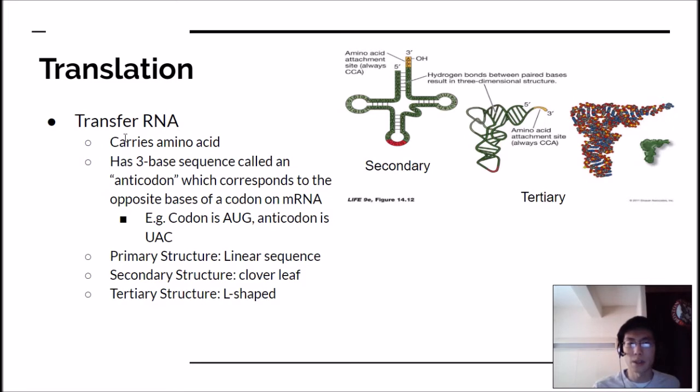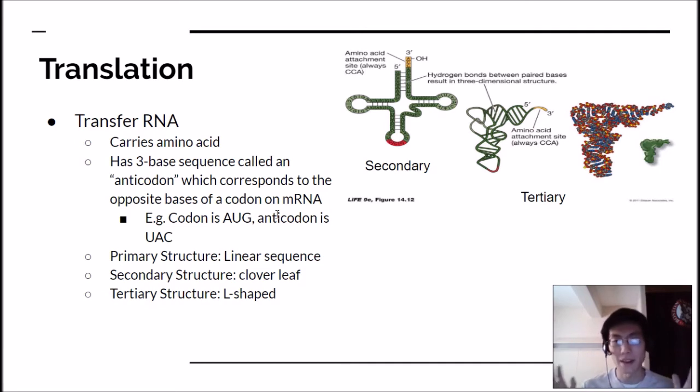Now, tRNA is really cool because it carries the amino acid, but it also has a 3-base sequence called an anticodon, which corresponds to the opposite bases on a codon on the mRNA. So if the codon is AUG, the anticodon is UAC. So that kind of tells the strands and the whole complex what needs to be added. So the correct sequences coded by the codon will be matched with the anticodon, which is part of a tRNA that has the correct amino acid. Hopefully that kind of makes sense.